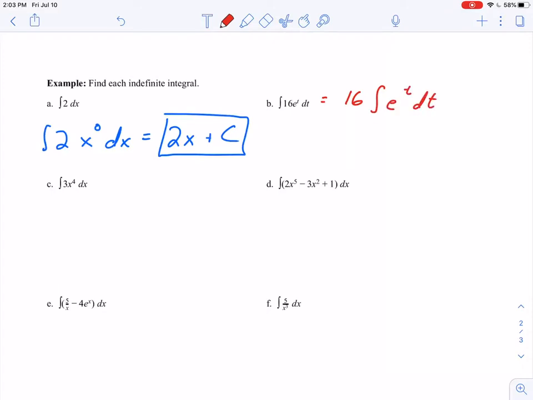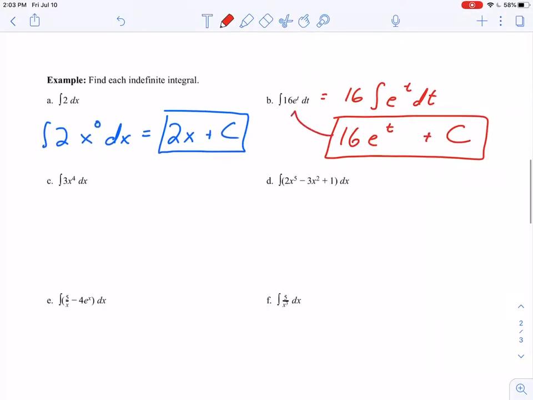Once we write it like that, it's more clear, because now I know what this part is. That's just e to the t. The 16 then just comes down to the next step. So I have 16 times the indefinite integral, and we just said the indefinite integral of e to the t is e to the t, plus of course my constant of integration c. Check your answer: if I take the derivative of 16e to the t, I end up with 16e to the t, so that's good.